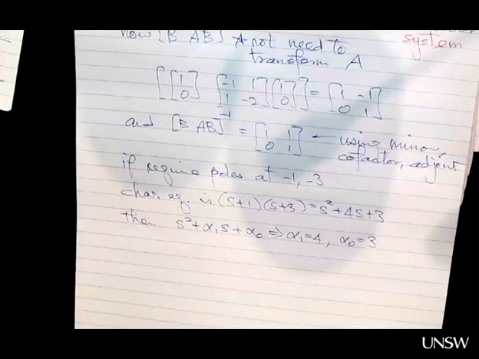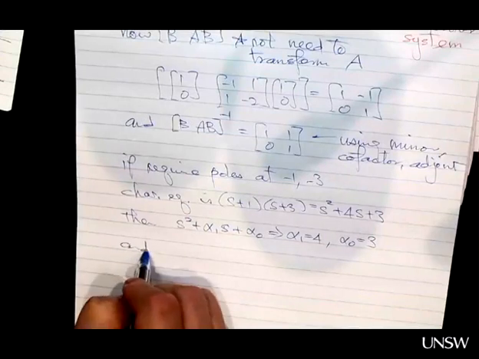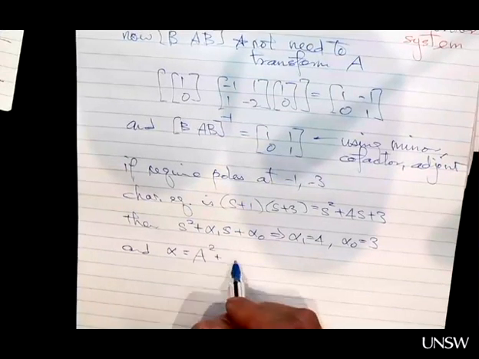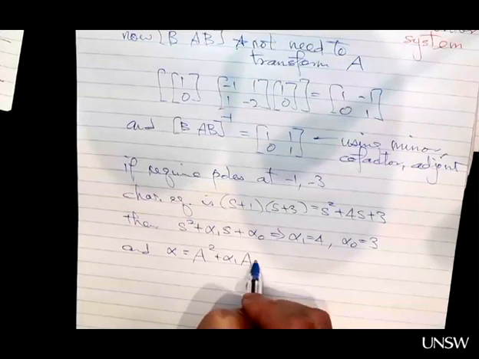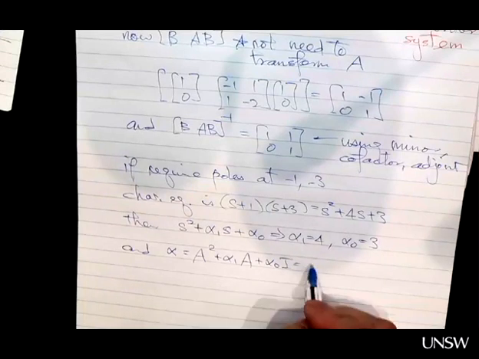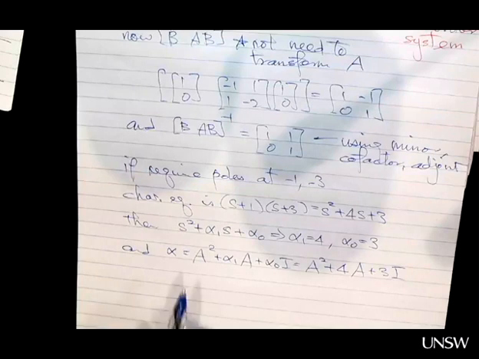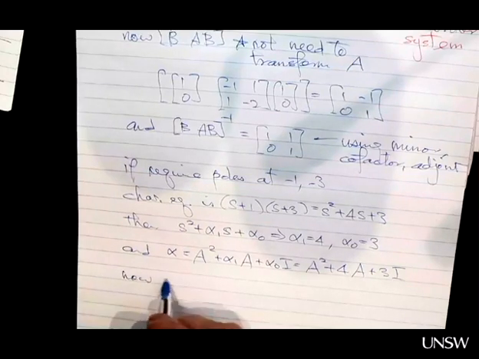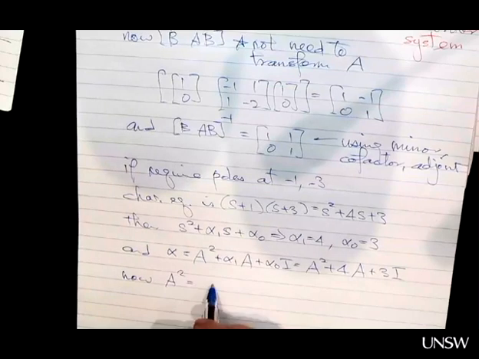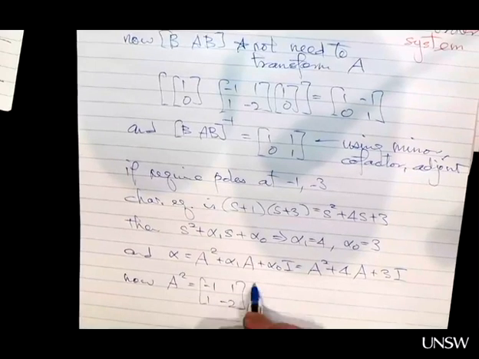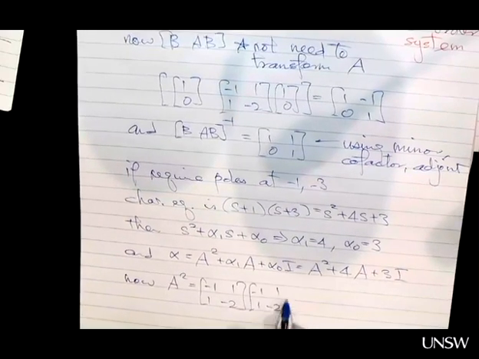And then we have the alpha matrix equals A squared plus alpha 1 A plus alpha 0 I equals A squared plus 4A plus 3I. Now we have A squared, using the same numerical example, multiply by itself. So the result is this one.